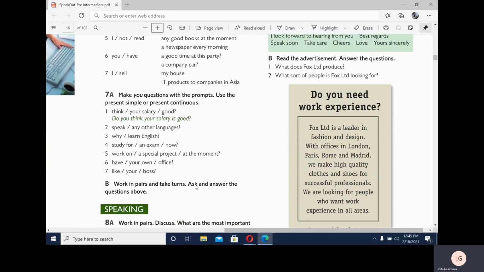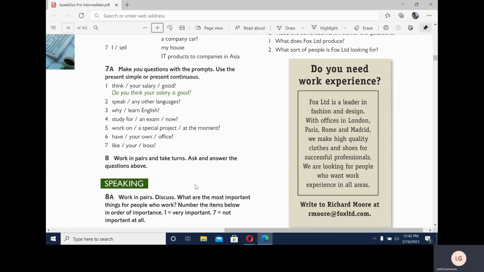Okay, so we have completed it. Now let's go ahead with 7A. So we have to make questions with these prompts, and we have to use the present simple or present continuous. We can see an example here. Do you think your salary is good? Right, this is a question. Actually, all of them are questions. So do pay attention to these.